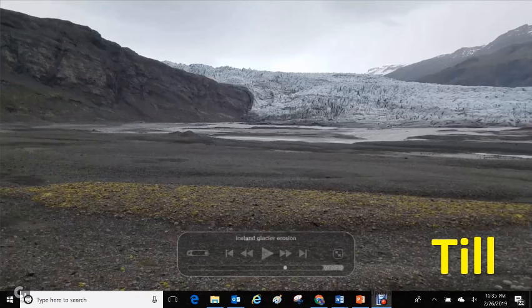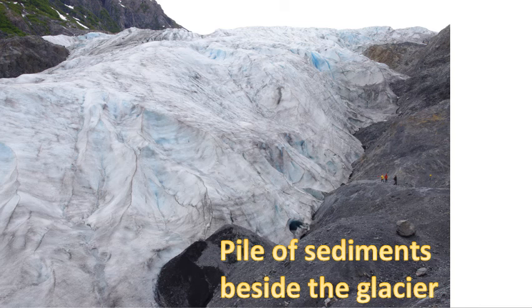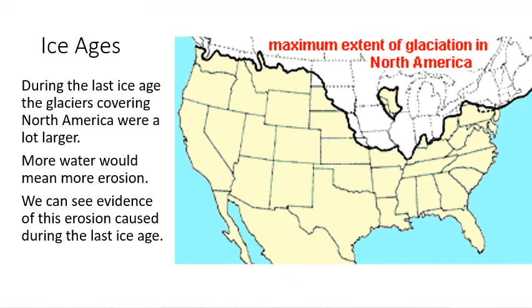So once again, glaciers can cause erosion. They can move lots of stuff. The stuff that they move is called till, and the piles of that till are called moraines. Here you can see it in the picture. All this loose dirt over here. That's stuff that was piled up as the glacier was moving across the land.